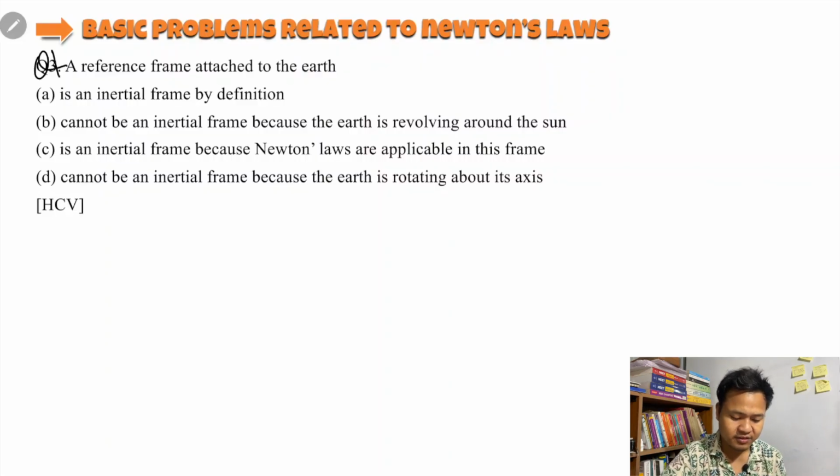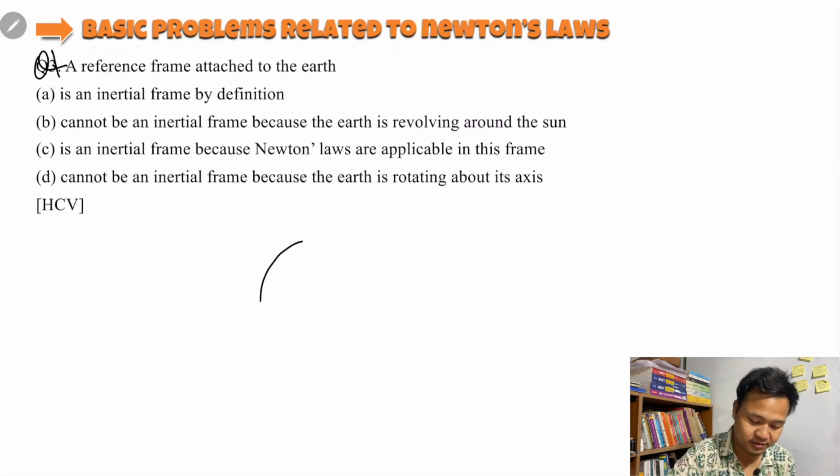You have a reference frame attached to the earth. A reference frame attached to the earth. So what are the possible options? Is it an inertial frame by definition?